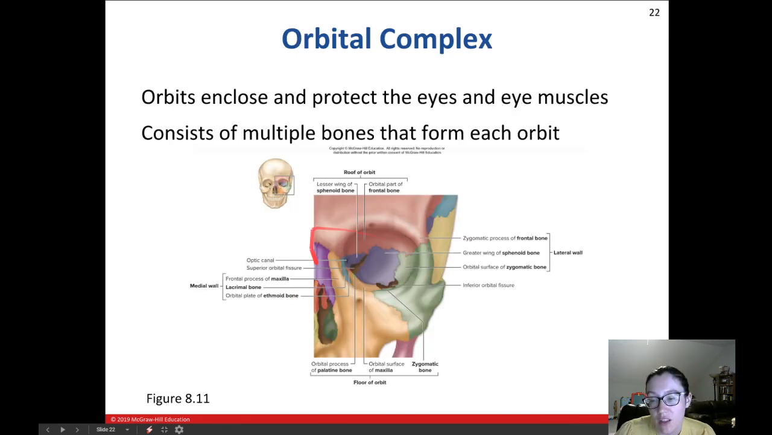Now the orbit, you can see that there are a lot of different bones that make up the orbit, and knowing which bones make up the orbit will be good. There's a couple questions about that in your lab manual.